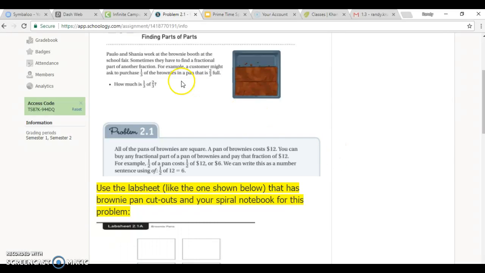A word that you really need to pay a lot of attention to is the word of. In math, you should know most of the time what the word of is telling you to do in terms of a math operation. Is it asking you to add, subtract, multiply, or divide?